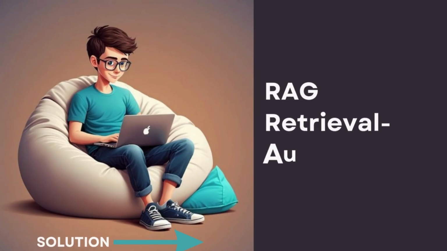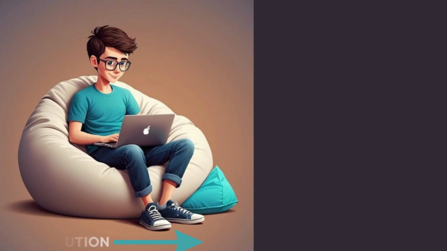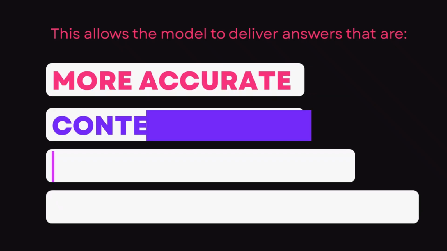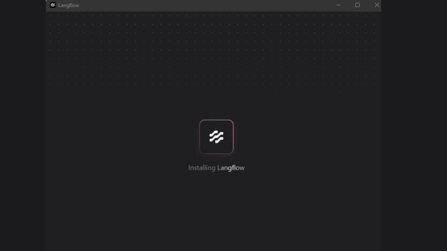Well, the solution is RAG, Retrieval-Augmented Generation. This is a framework that connects an LLM to an external, updated knowledge base. This allows the model to deliver answers that are more accurate, context-rich, real information, and trustworthy to users, so it doesn't hallucinate, it doesn't lie. We're going to be using LangFlow to build, because LangFlow makes work easy for us. Drag and drop.